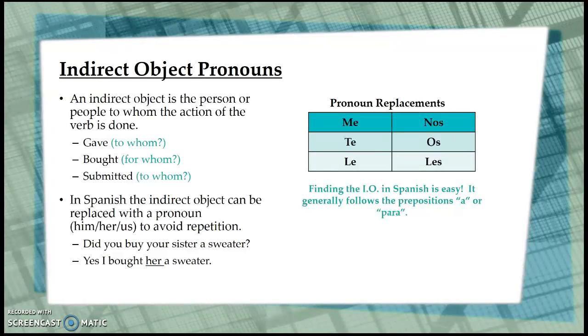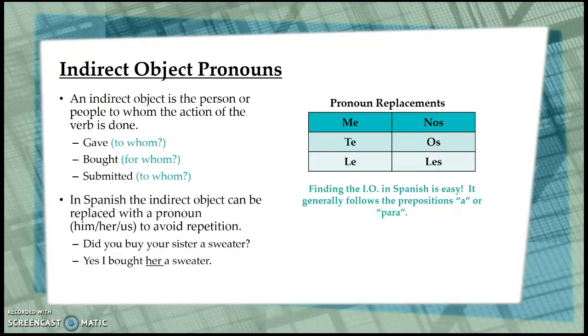The easiest way to identify an indirect object is to find your verb and then ask to whom or for whom. Gave, to whom? Bought, for whom? Submitted, to whom? Whatever answers the to whom or for whom question is your indirect object.